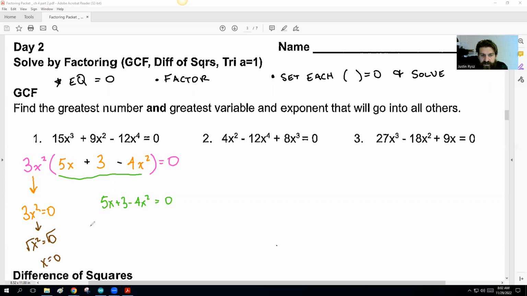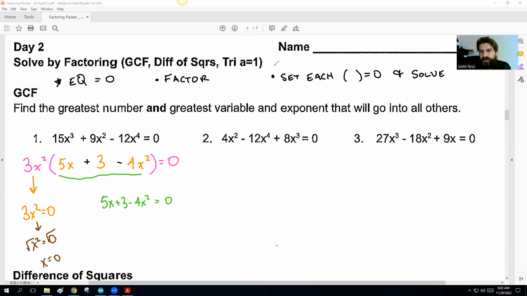Now this problem over here, we don't know how to solve yet, so we're going to wait on those. We're just going to practice setting these up. We don't know how to solve these yet, but we're going over GCF factoring just to get used to it.